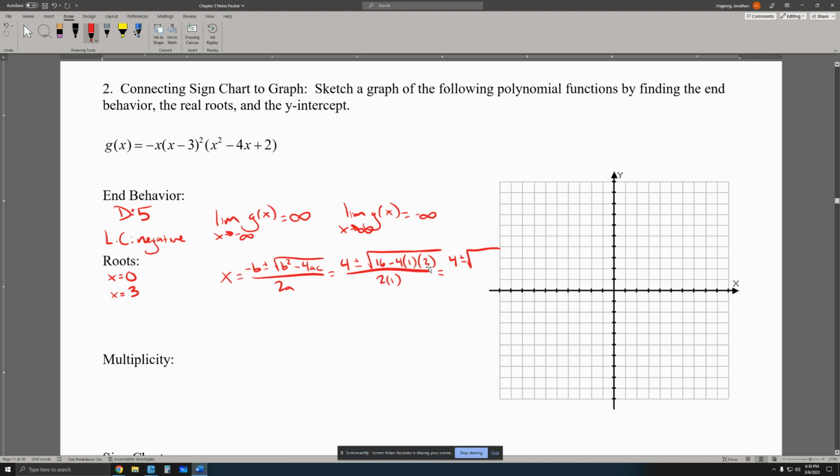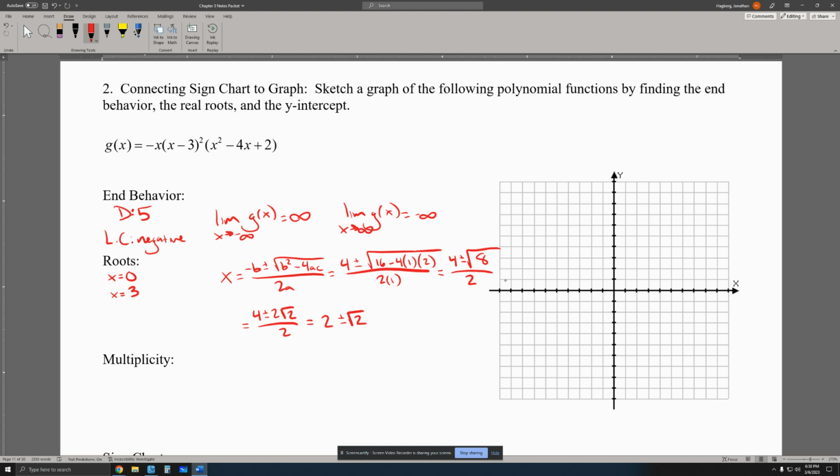4 times 1 times 2 is 8. 16 minus 8 is 8. And then over 2. Well, I know that the square root of 8 reduces to 2 root 2. And so then we can divide out that 2 in the denominator. Actually, let's go ahead and write out that step. So 4 plus or minus 2 root 2 all over 2. And then we can divide out that denominator. So we get 2 plus or minus root 2.